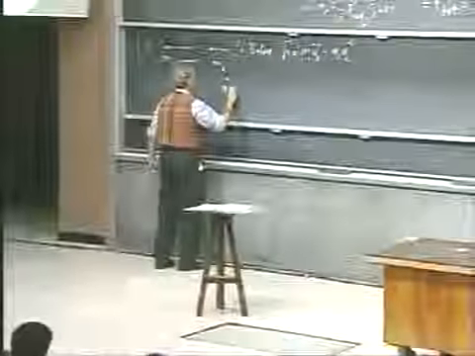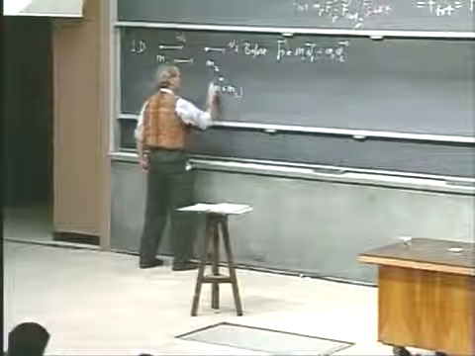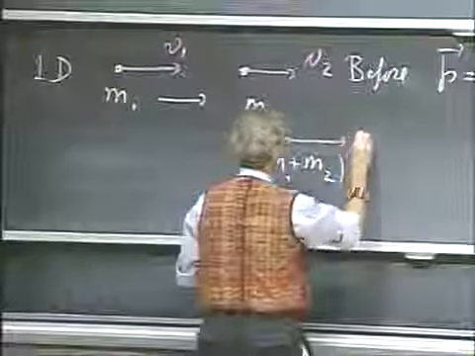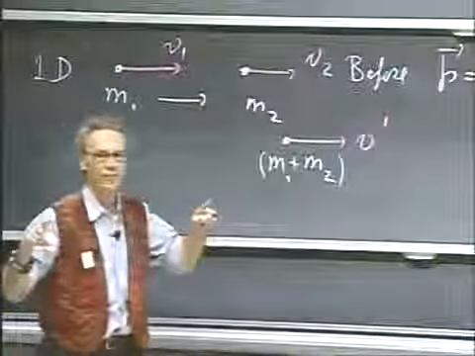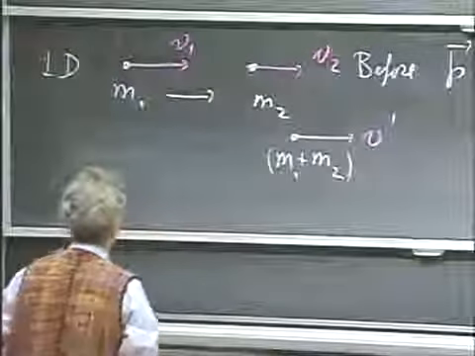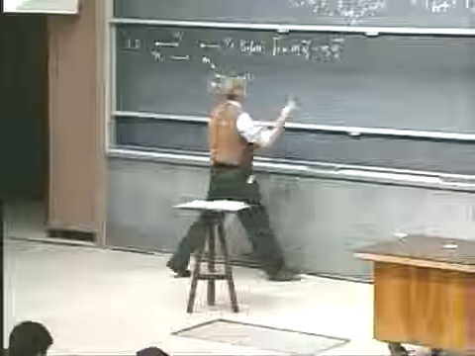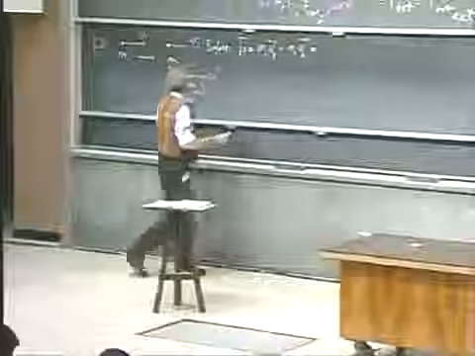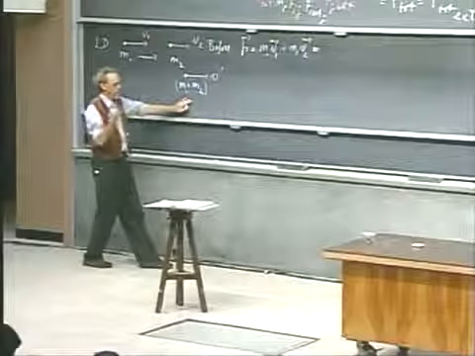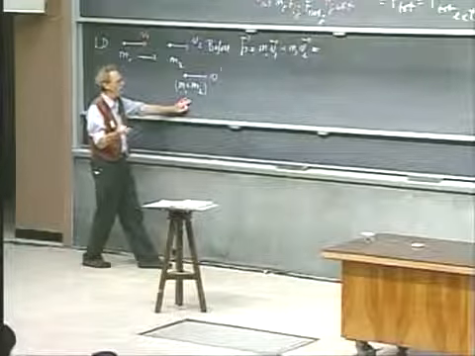And so when they stick together, their total mass is m1 plus m2. And then their velocity happens to be v prime. We often give a prime to the situation after the collision occurs. And so now I can apply for the first time the conservation of momentum. The momentum before must be the same as the momentum afterwards, because there are no external forces on the system.